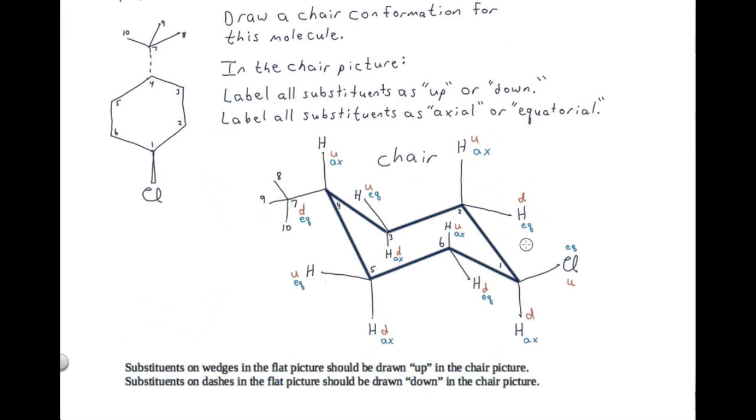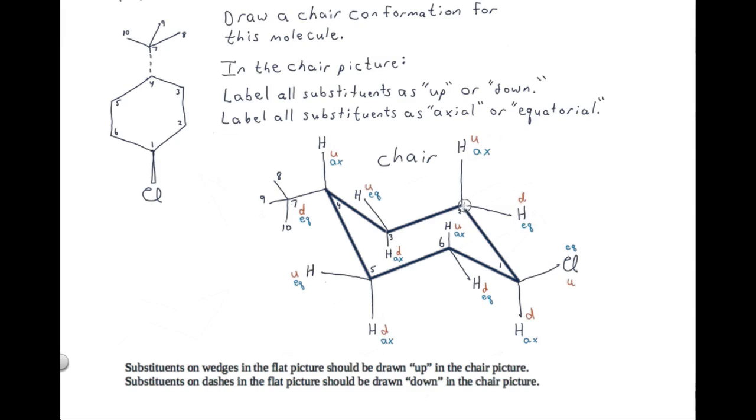And notice that the equatorial substituents are all pointing either slanting down or slanting up. Make sure that you don't draw any of the equatorial substituents pointing straight down or straight up.